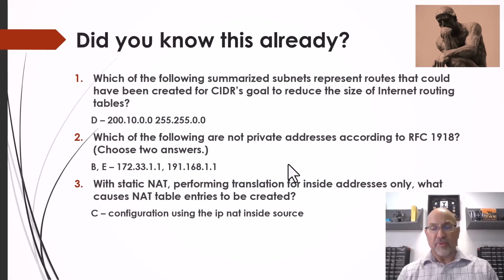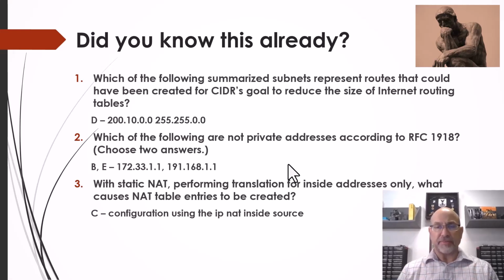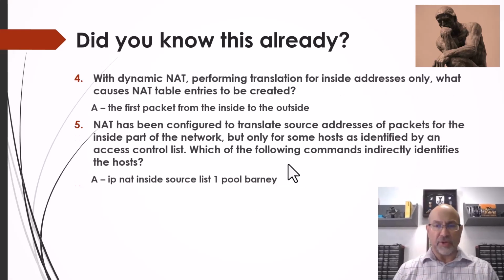With static NAT performing translation for inside addresses only, what causes NAT table entries to be created? All right, so when you're doing static, which is what we did with the one-to-one mapping, the minute you have that, the translation is in the table automatically. With dynamic NAT performing the translation for inside addresses only, what causes the NAT table entries to be created? Well, since we're creating it on the fly, right, dynamic, we don't know what the traffic is going to be, so we have to see packets first.